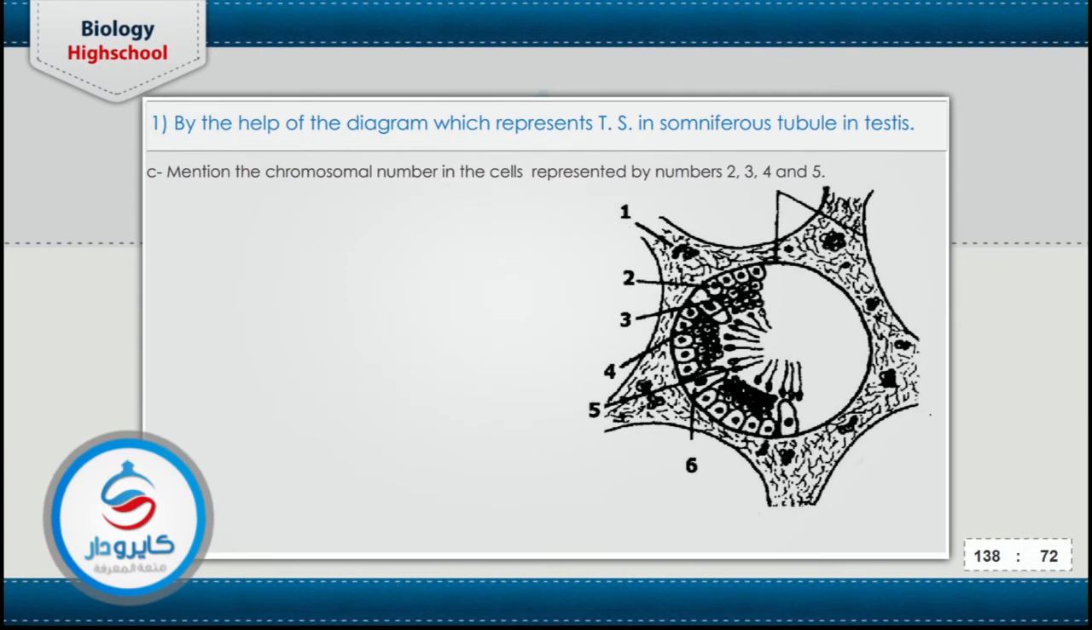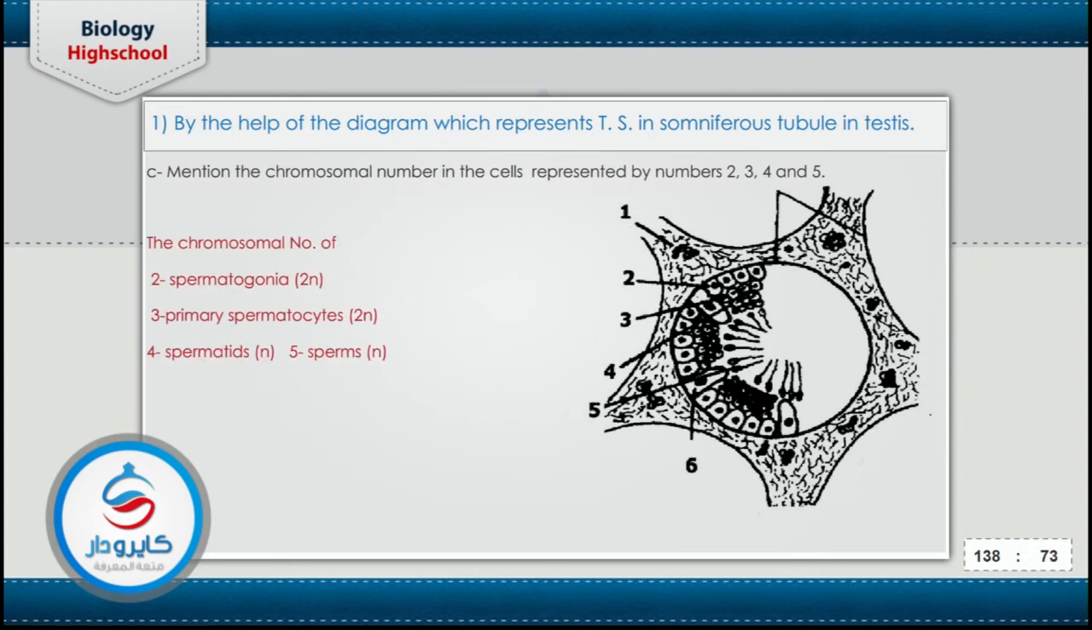The next mentions the chromosomal number that is represented by the numbers 2, 3, 4 and 5. To solve the 1n and 2n shapes, we can say that in the human male the spermatids and the secondary spermatocyte are haploid. All the other cells are diploid.